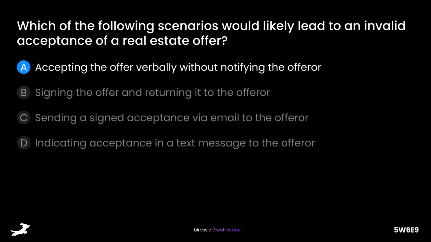Is it A, accepting the offer verbally without notifying the offeror? B, signing the offer and returning it to the offeror? C, sending a signed acceptance via email to the offeror? Or D, indicating acceptance in a text message to the offeror? The answer is A, accepting the offer verbally without notifying the offeror.